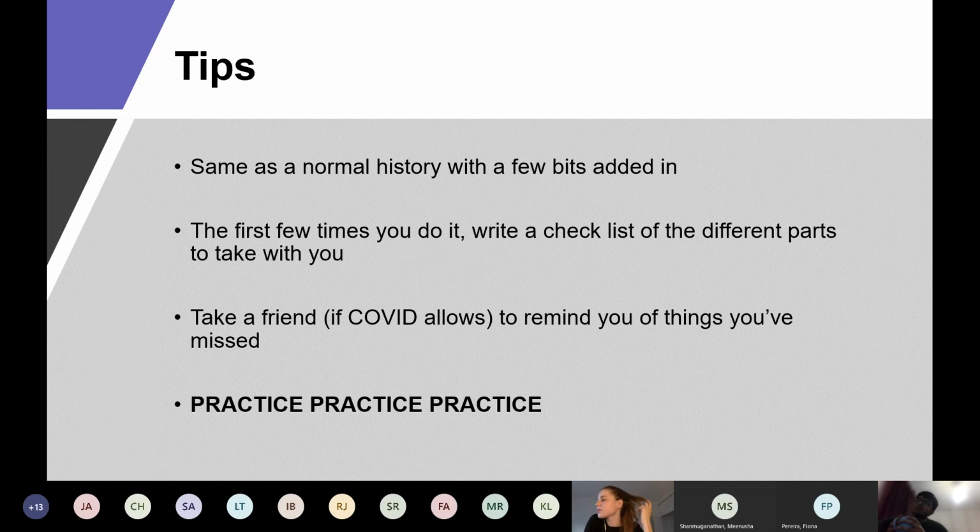Are there any questions? It does seem like a lot, so you just have to practice it and work out which are the most important questions to ask for the woman. You'll be really good at it by the end of your placement, I assure you.